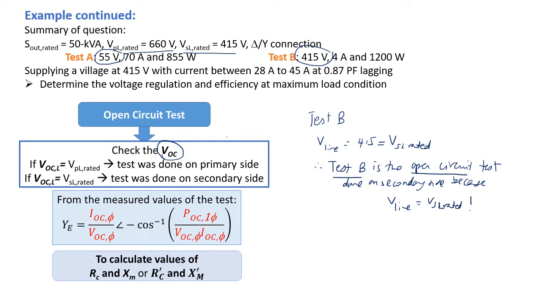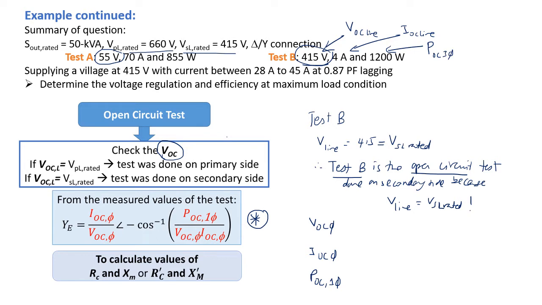Before we can use the values in this formula here to find YE, we need to get VOC phase, IOC phase, and POC open circuit for one phase. OC is open circuit. But we're given 415 volts, which is the open circuit line voltage, 4 amperes, which is the open circuit line current, and 1200 watts is the open circuit three-phase power.